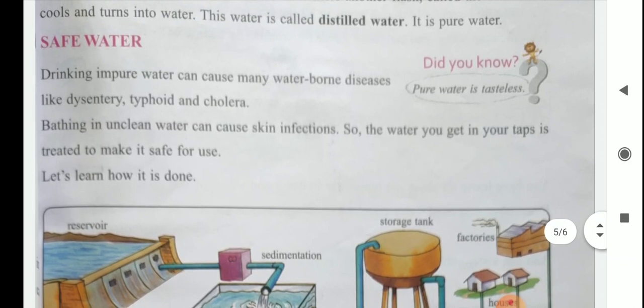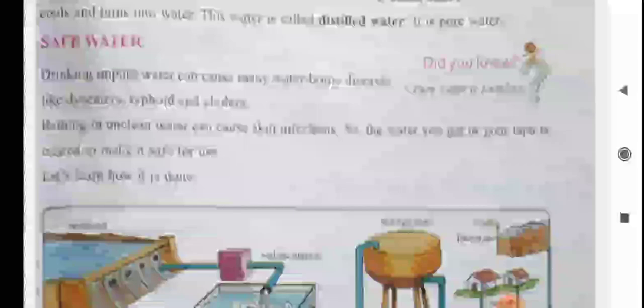Then, safe water. Drinking impure water can cause many waterborne diseases like dysentery, typhoid and cholera. Bathing in unclean water can cause skin infections. So the water we get in our taps is treated to make it safe for use.